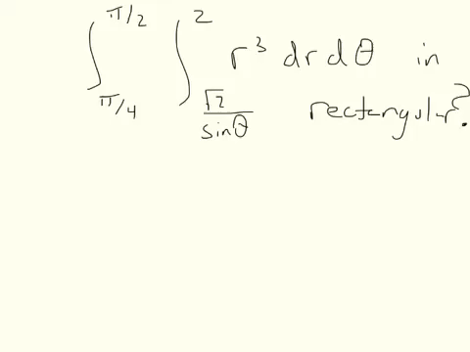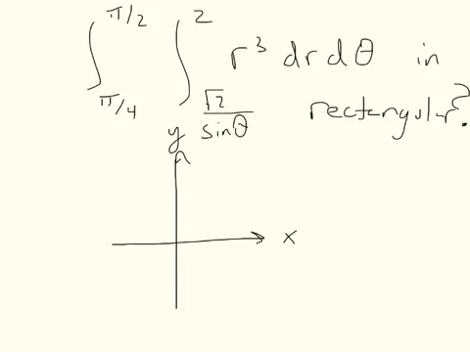For this problem, we're given an integral in polar: the integral from pi over 4 to pi over 2, those are the angle bounds, of the integral from root 2 over sine theta to 2, those are the r bounds, of r cubed. And we're asked to re-express it in rectangular. To even begin to approach this problem, we have to figure out what this region is. And to figure that out, we're going to make a sketch.